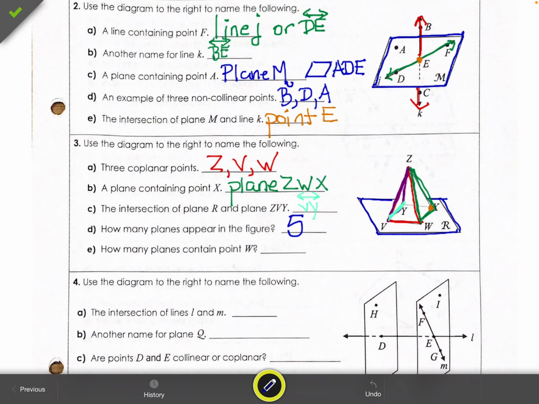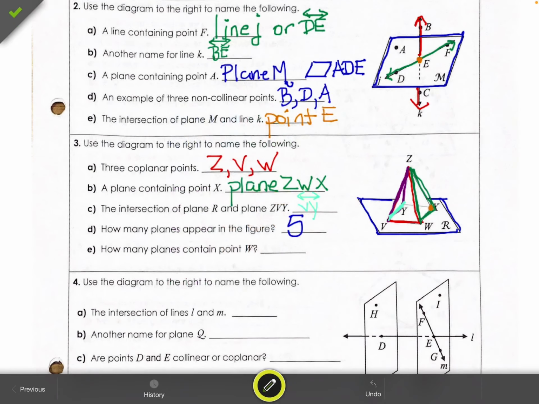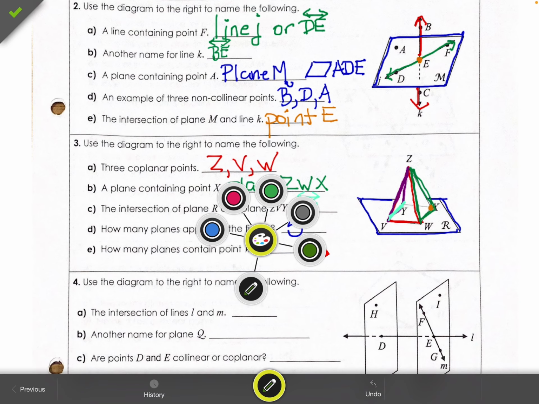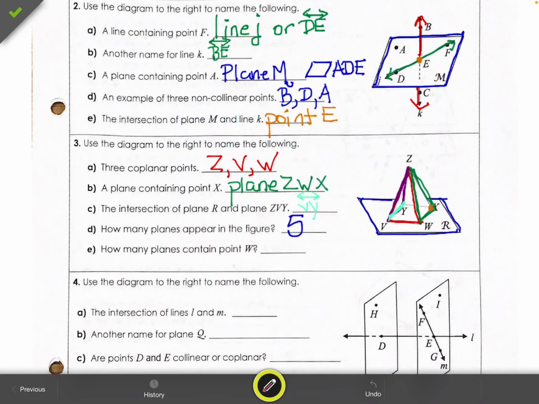And letter E, how many planes contain point W? So how many planes have W in it, or how many planes do you see W is in? So first of all, let's find point W. Again, let's change color. Let's go with kind of like a navy. Oh, no, green's not going to work there too well, is it? How about a pink? Okay, so here's point W. And point W is actually this bottom point of your pyramid.